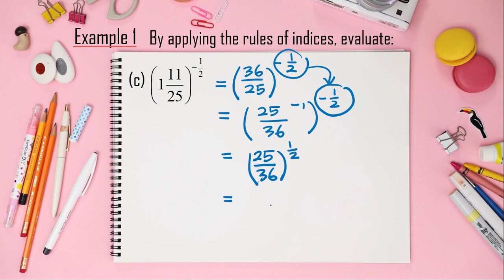Then again, we need a fraction to the power of 2, where we can cancel out the 2 with the 1 over 2. So we have to figure out something squared which is 25. That is 5 squared. And another thing squared which is 36. That is 6 squared. So we cancel out the 2 with the 2, then we are left with 5 over 6.